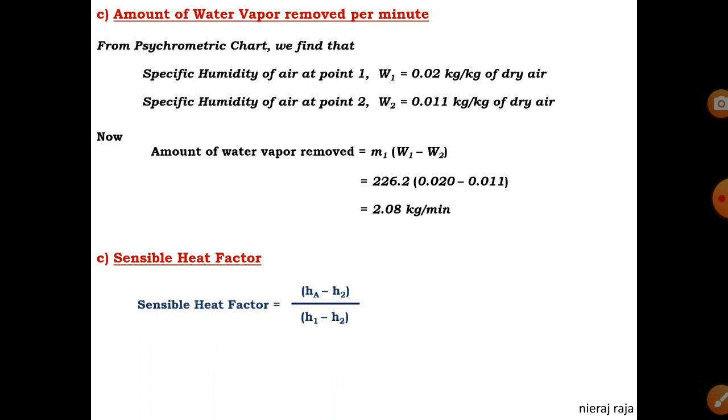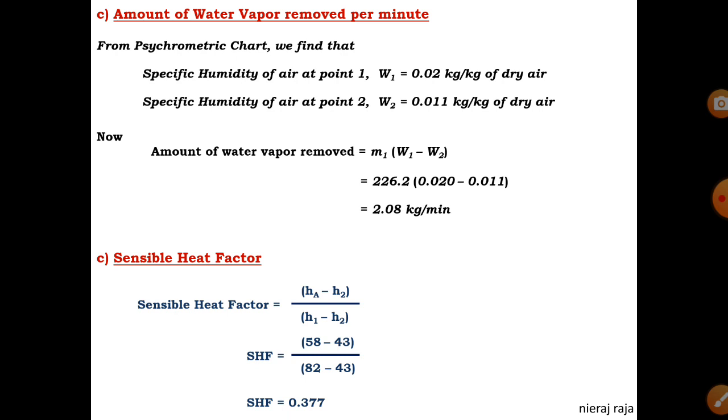Because at point number A and at point number 2, at both the points, you can see that the humidity is constant. There is no change in the humidity. That is sensible heat. We know that sensible heat means there is no phase change. Phase change means there is latent heat. When you calculate the sensible heat factor, you take the ratio of sensible heat and the total heat. Now total heat means sensible heat plus latent heat. Okay, 1 to A and A to 2 together complete 1 to 2. So just substitute the values, you will get 0.377 as the sensible heat factor.